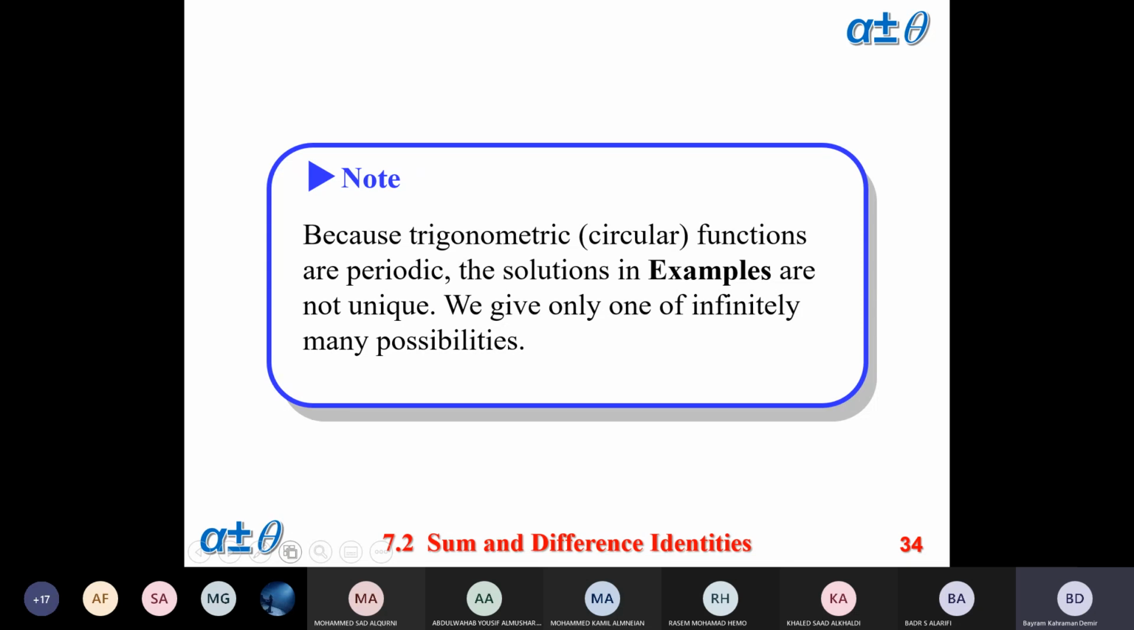Of course, because the trigonometric functions are periodic functions, those solutions are not the only ones. We might get more solutions for the same question. So those solutions are not the only solution, okay? But in the exam, they mean to find that simple solution, not all the other solutions.